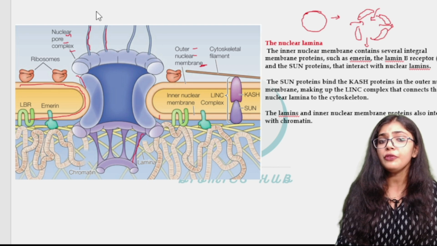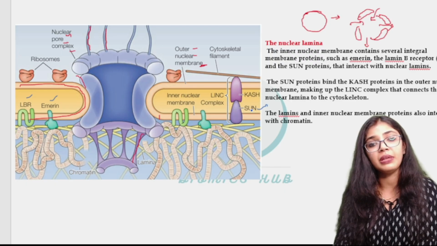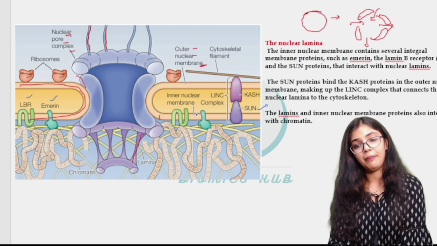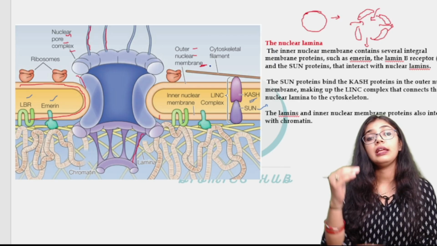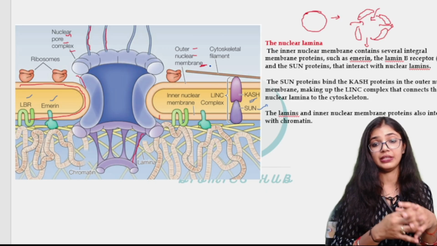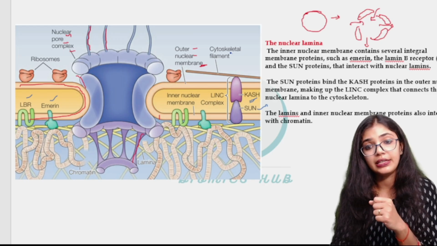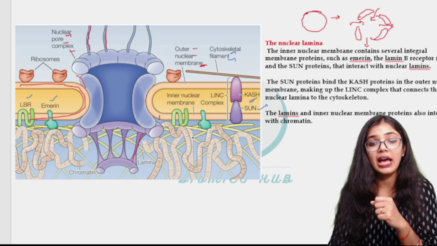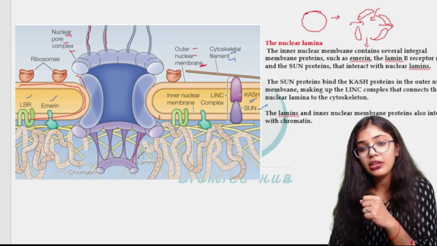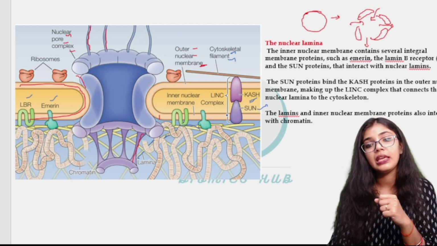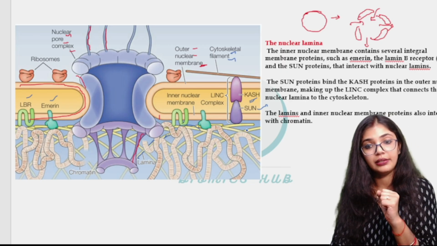For connecting, there are certain proteins like LBR, emerin and SUN present in the inner nuclear membrane. And there is a protein known as Cas present in the outer nuclear membrane. The SUN protein and the Cas protein help in connecting the inner face with the cytoskeletal filament, as well as in connecting the lamins. These are the lamins, like you can see the small stretches. These two proteins help in connecting the lamins as well as the cytoskeletal filament.